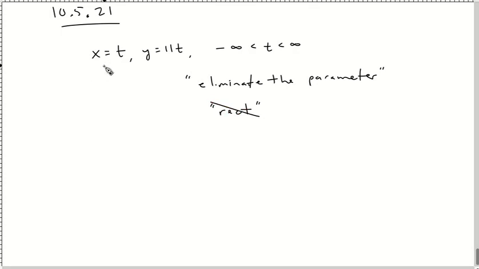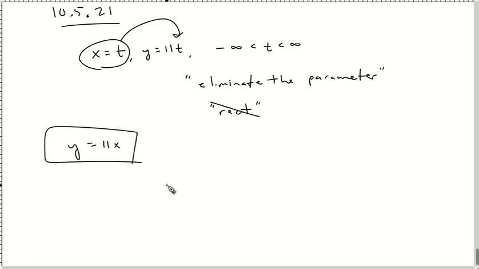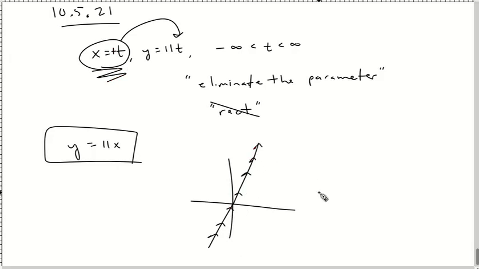Eliminate the parameter. This is the easiest one yet. If x equals t, and therefore t is equal to x, so I got y is equal to 11x, and ta-da, we're done. It was just that easy. Graph it. You can see it's a line that goes up like this. But direction's important. The more x, the more t. Notice that's a positive, and so it's going to go in the positive x direction as you continue to get more t in there.